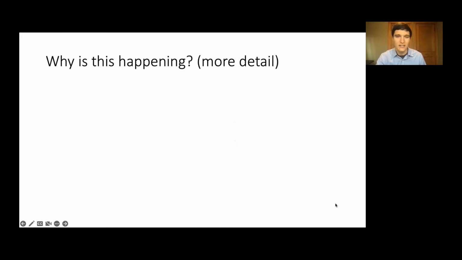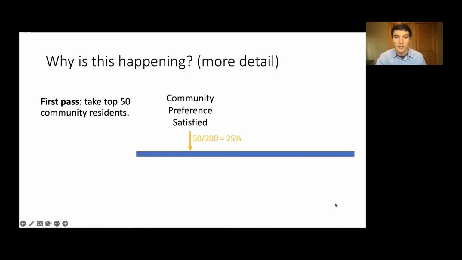So let's actually walk through that. Our first pass in this algorithm is to take the top 50 people who are from the community. And so we do that. And once we do that, we've satisfied the community preference policy.